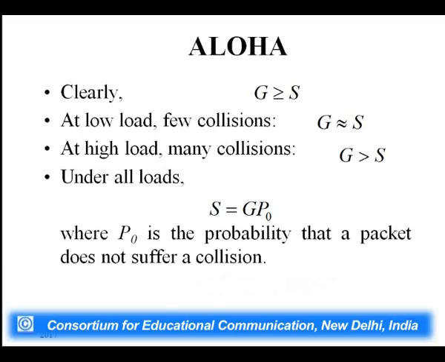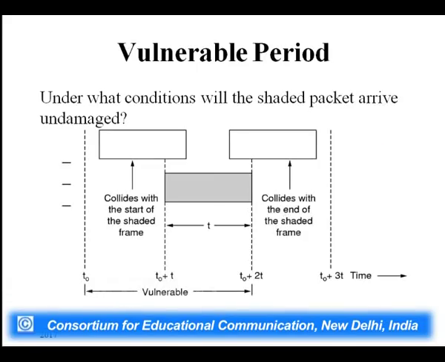So, under all loads, s is equal to g into p0, where p0 is the probability that a packet does not suffer a collision. If a packet does not suffer a collision, that means it will straightaway go, there is no error, no retransmission, and then that determines how many packets we are going to send. And this is the condition.